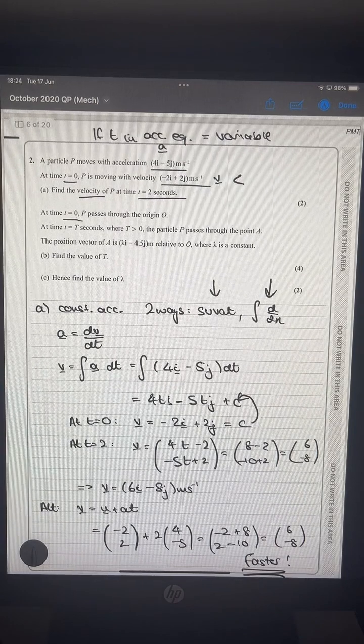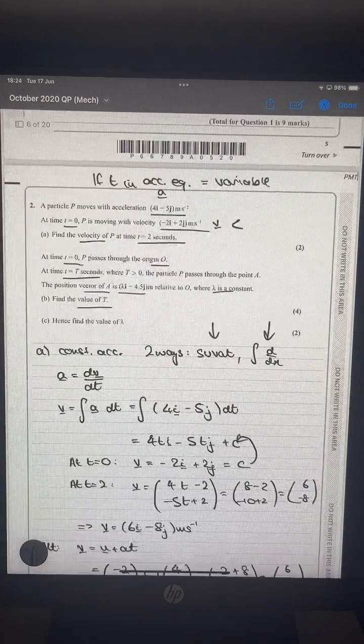At time t equals 0, P passes through the origin. At time t equals T seconds, where T is greater than 0, the particle passes through point A. The position vector of A is lambda i minus 4j relative to O, where lambda is a constant. Find the value of T.